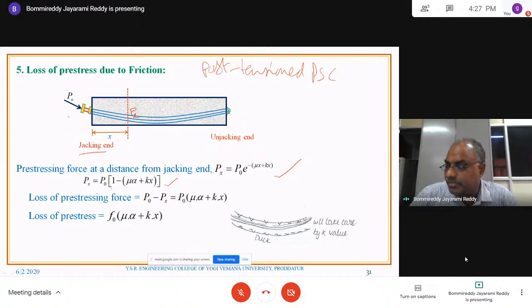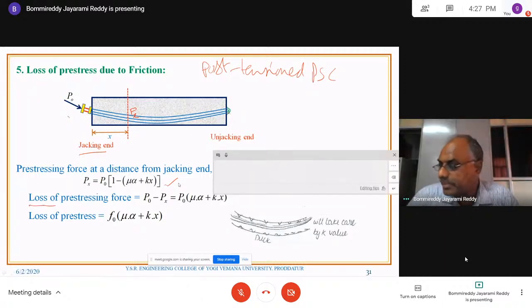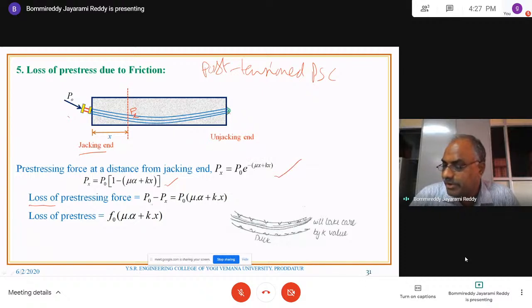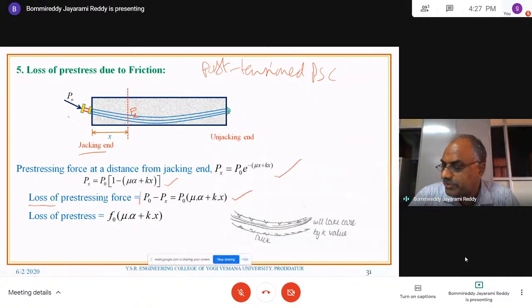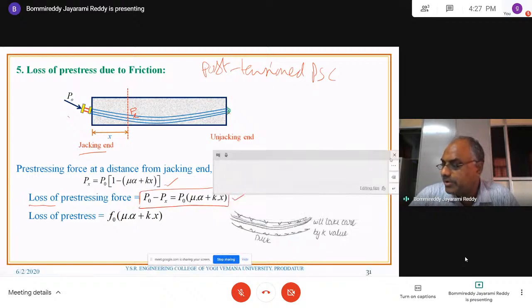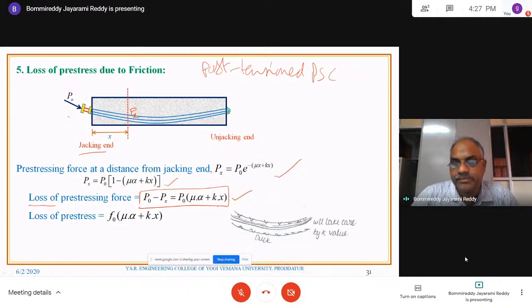And what is the loss of pre-stressing force? Loss means P naught minus Px. Original minus the value is the loss. So from this equation, the loss of pre-stressing force is P naught into (mu alpha plus Kx). So this is the important formula to be remembered. Loss of pre-stressing force will be equal to P naught into (mu alpha plus Kx).